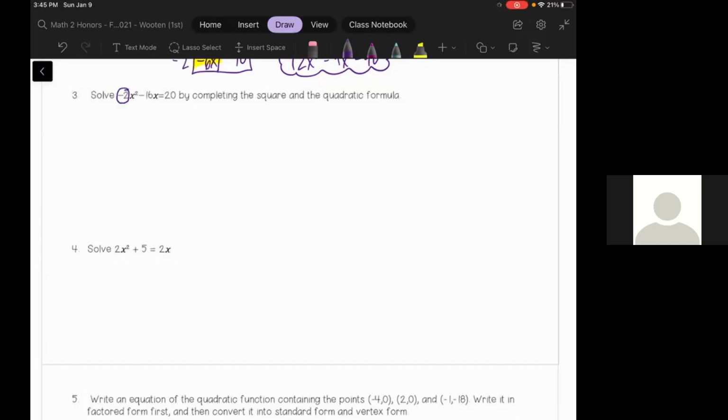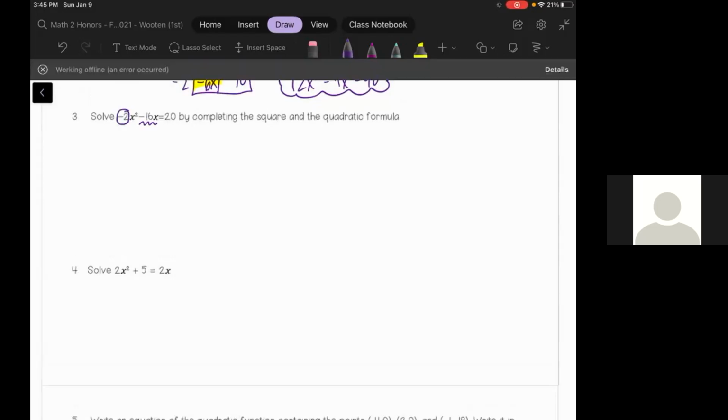And again, we always factor the term out when completing the square. We always factor that number in front of x squared out, even if the other part doesn't divide nicely by that value. In this case, it will, but even if it didn't, we would still do that.